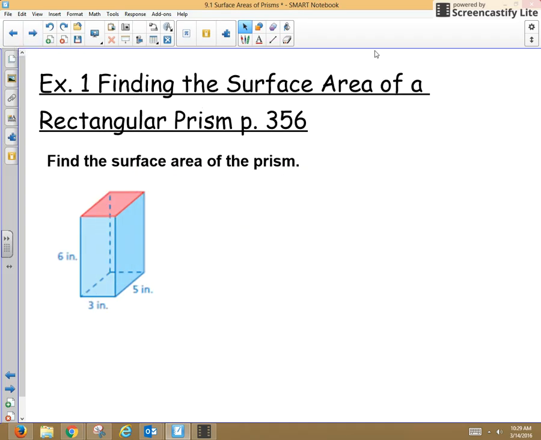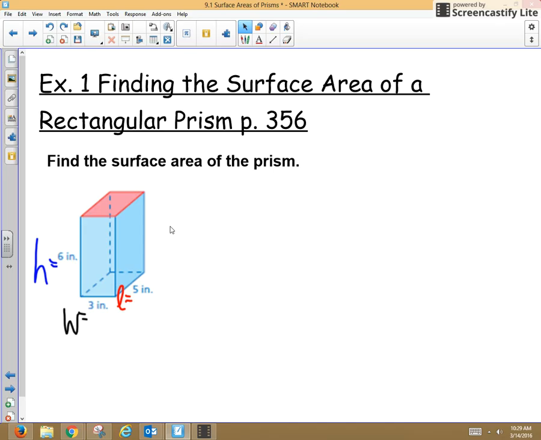Example 1 is finding the surface area of a rectangular prism. Find the surface area of this prism. So here I'm going to identify the 3 key components. This is our height, which is 6 inches. This is our width, which is 3 inches. And this is our length. Notice I use a cursive L for length to distinguish it from the number 1, since L and 1 look similar.